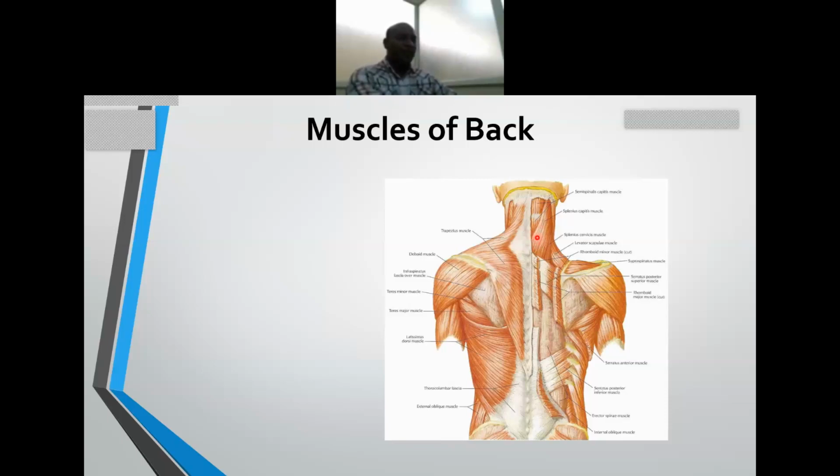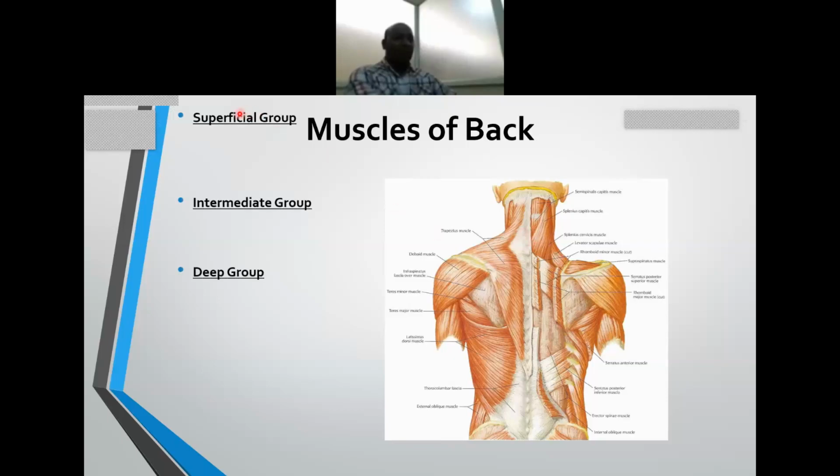Then the deepest group of muscles include the suboccipital muscles, and there are intrinsic muscles which are attached to the vertebral column, like the rotators and spinals, and the longitudinal muscles like the components of erector spinae, that is the spinalis and the longissimus, and then you also will have multifidus. So these are the deeper group of muscles.